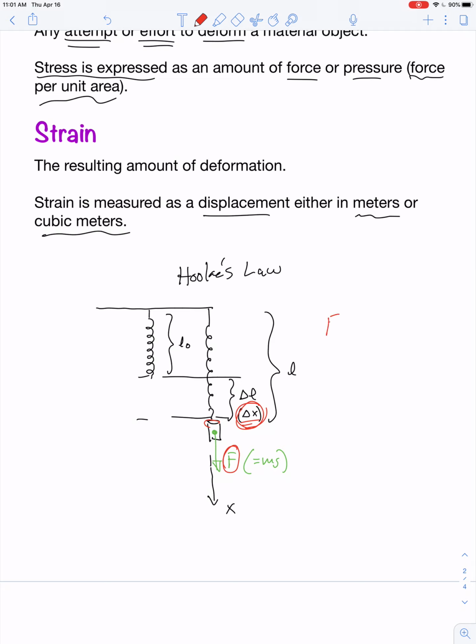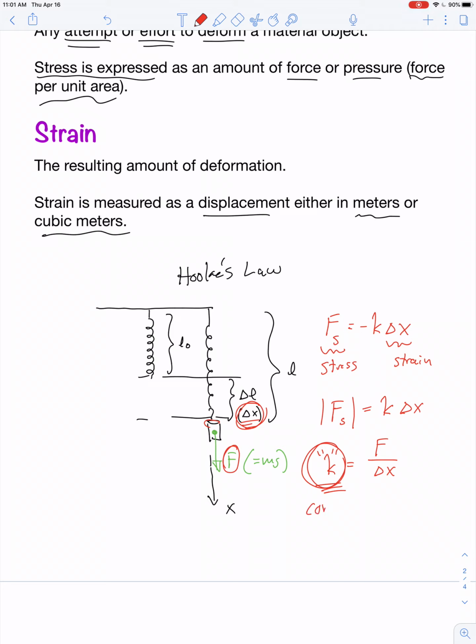So Hooke's law says the force exerted by a spring is equal to negative K times delta X. Well, force is an expression of what? Stress, right? And delta X is a way of saying the resulting strain. Now, in magnitude, if we're just interested in the magnitude of the stress, then we can get rid of the negative sign in our expression for Hooke's law. And so we rearrange, we solve for K, and we find K is just a ratio of stress divided by strain. We called it spring stiffness, but we could also say the K value of the spring is a stress to strain ratio, and it's a constant.